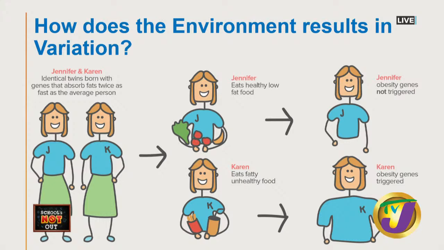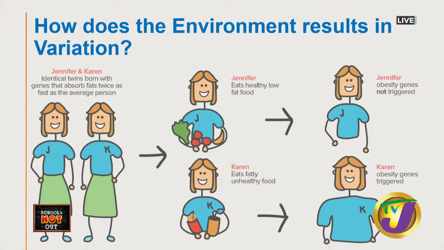So let's look at this image. We have Jennifer and Karen. Probably not the ideal twin names because they don't sound alike, but Jennifer and Karen are identical twins. They're born with the same genes, and of course we're going to see how their lifestyle is going to affect how they will appear later on.